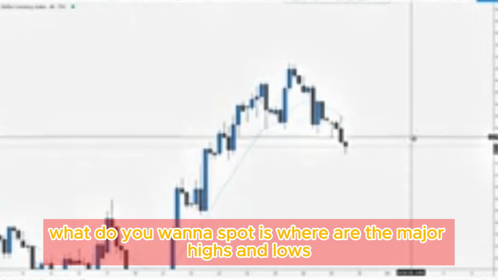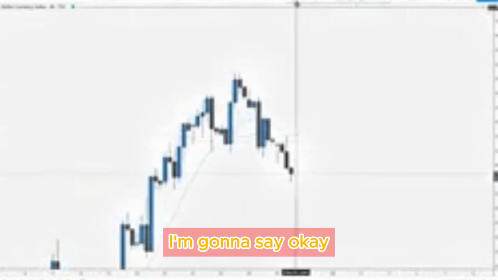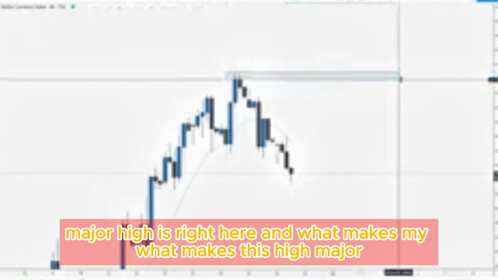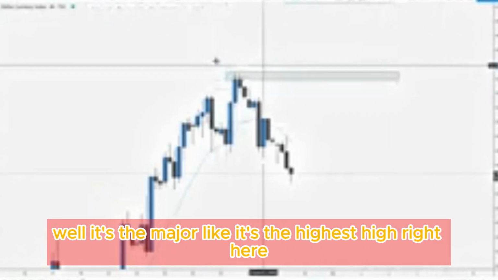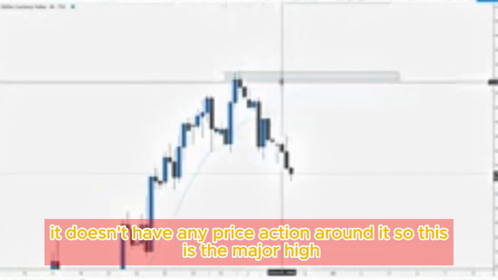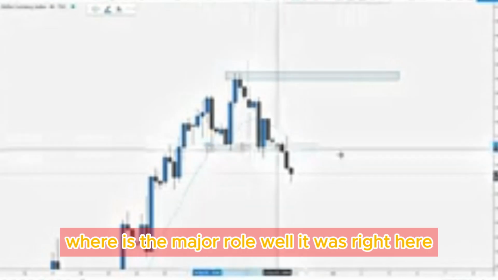What we want to spot is where are the major highs and lows. For example, if I have a look at this market, I'm going to say, okay, major high is right here. And what makes this high major? Well, it's the highest high right here. It doesn't have any price action around it. So this is the major high. And where is the major low? Well, it was right here.